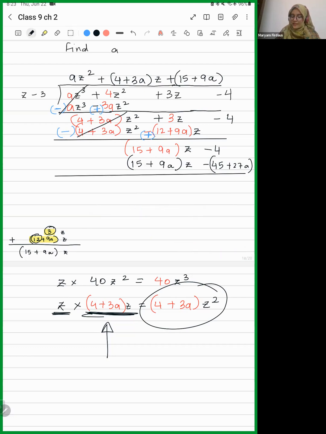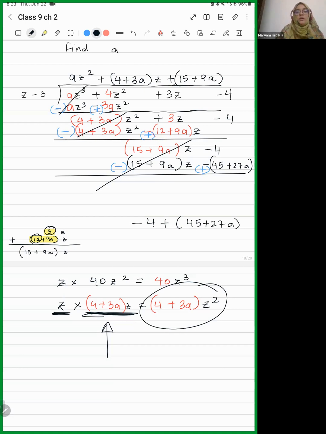Fine. What is the next step? Who will tell me? Change the signs. Minus, and this becomes plus. So minus minus, this thing gets cancelled. And now let's come to this part. 4 plus 45 plus 27a. Minus 4. Oh, very good, minus 4.